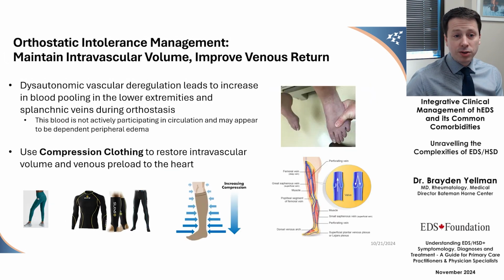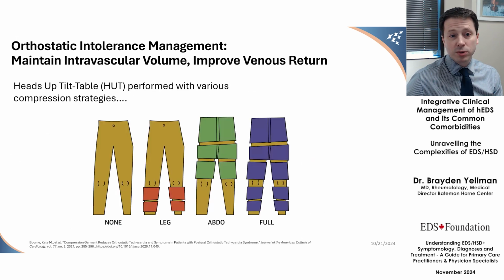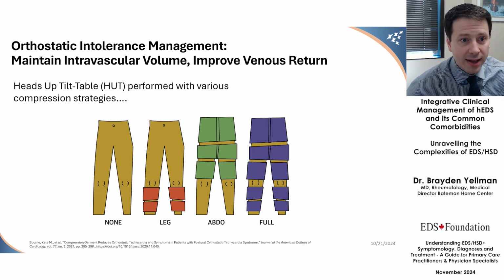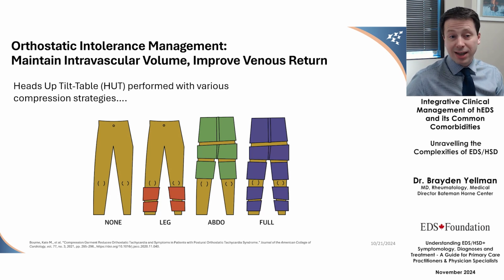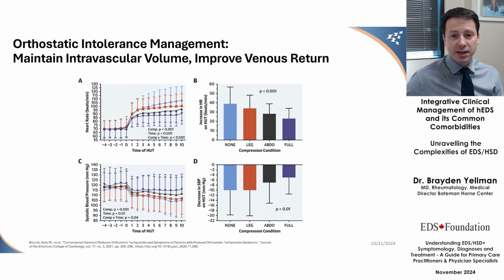It's also important to consider the use of compression clothing to restore intravascular volume and venous preload to the heart. This was a study that was done at the Vanderbilt Autonomic Center, where they looked at compression in the legs, in the abdomen, and throughout the whole body, and assessed how that affected the vital sign changes with a heads-up tilt table test. And as you can see here, people's increase in heart rate continued to decrease, and their decrease in systolic blood pressure got less as you added leg compression, even farther as you added abdominal compression, and then when you put the two together, you got even better symptom control.